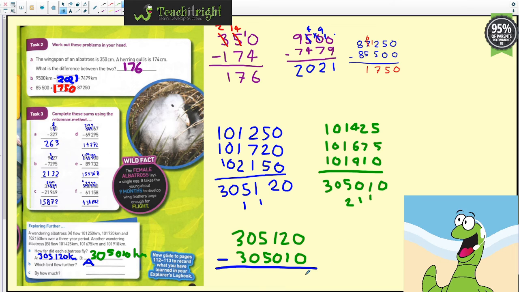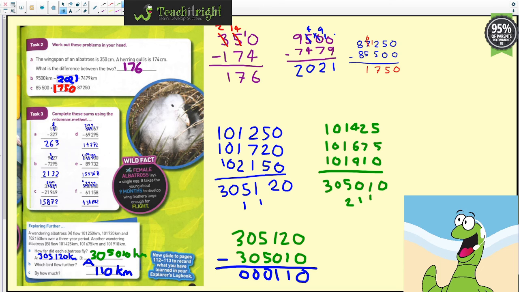So 0 take away 0 is 0, 2 take away 1 is 1, 1 take away nothing is 1, 5 take away 5 is nothing, nothing, and nothing. So the answer is 110 kilometers, which sounds like an awful lot, but actually out of the total distance they flew over the 3 years, it's not an absolutely massive difference, is it? So there you go, everyone. That is my working out, and hopefully that made sense.